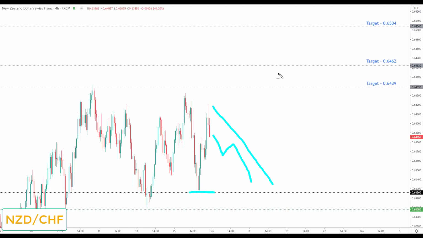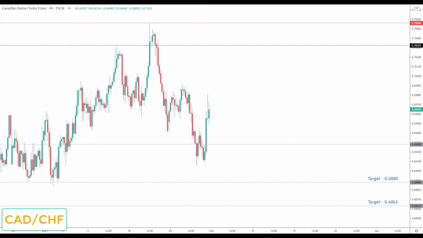Any correction for anybody not involved back down towards the 0.63260 from last week is going to be viewed once again as another opportunity to look for bullish reversals up towards the next key of resistance to the upside and the target set at the 0.6439. If we start to break through here, you can see we have two more targets to the upside at the 0.6462 and the 0.6504.